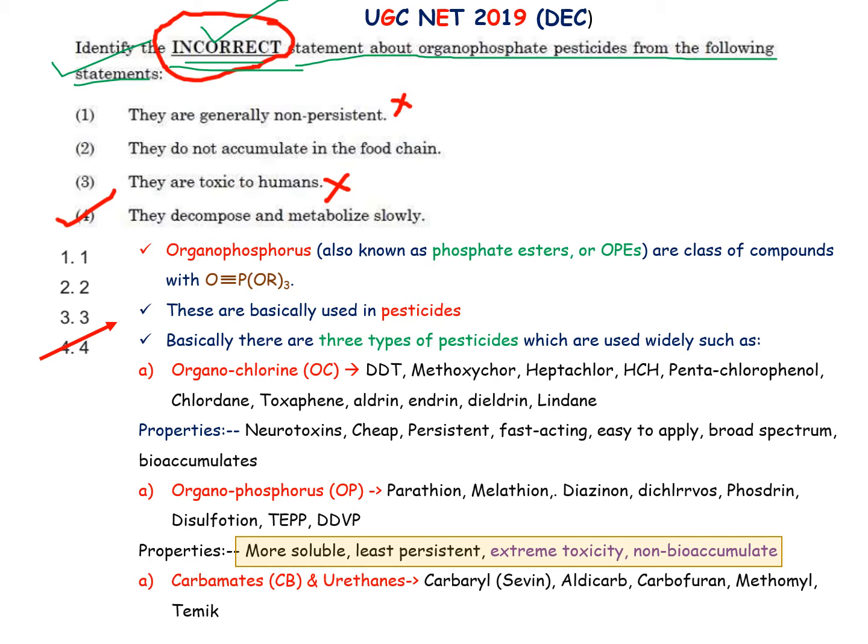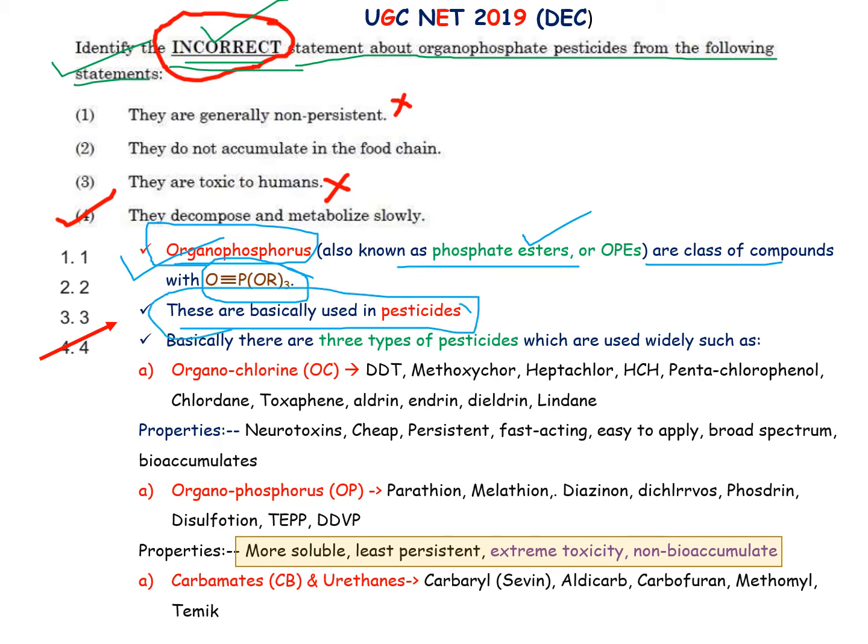Before we start, we should know the basic thing about organophosphates. What are organophosphorus compounds? Organophosphorus compounds are phosphate esters, a class of compounds with the formula O=P(OR)3, where R is some methyl group. These are basically used as pesticides. There are three types of pesticides widely used in our agricultural field: organochlorine, organophosphorus, and carbamates and urethanes.